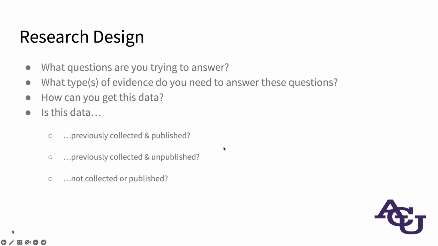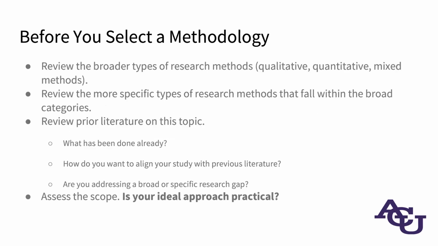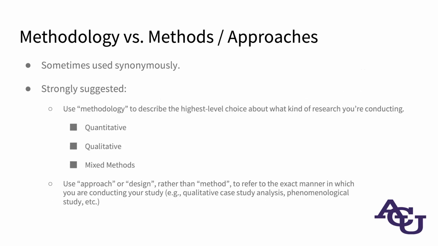So once you've figured out what kind of information or evidence you need to answer your questions, the question becomes, well, how can you get the data? Is this something that's out there that's been collected and published earlier, collected but not published, or is not being collected or published? And the answer for that study we were just looking at was not collected or published. So let's do some more differentiation of terminology.